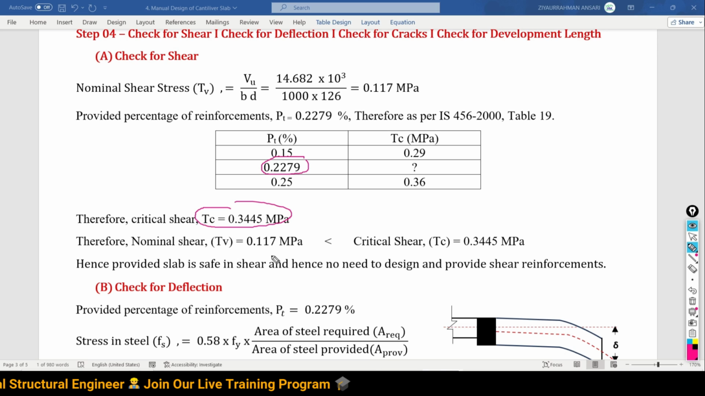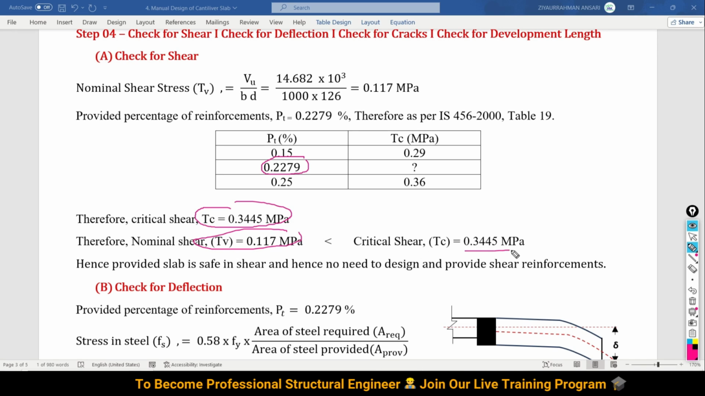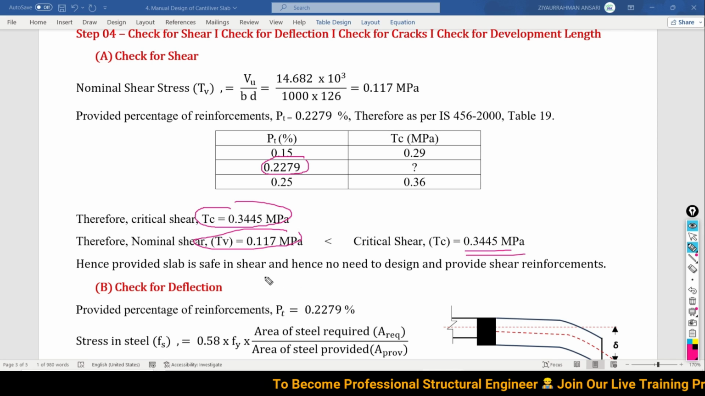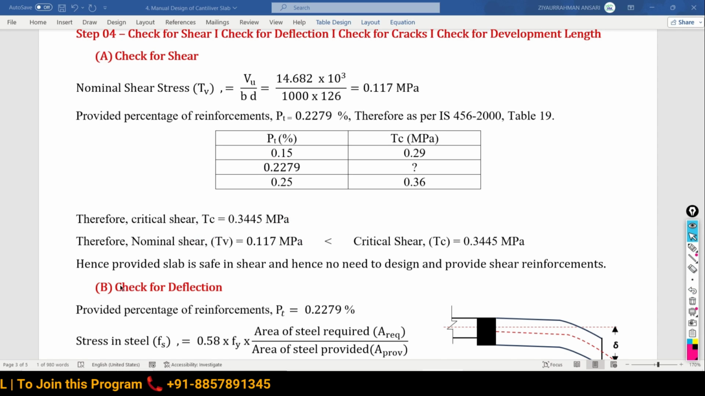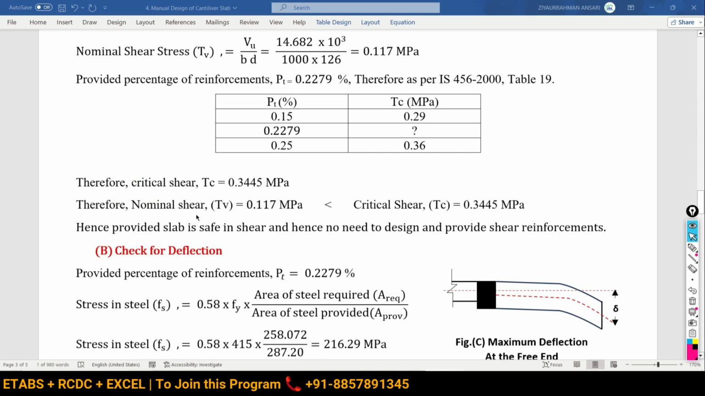So whatever the stress is coming, it is less than the capacity. So okay, no need to design for the shear and no need to provide shear reinforcement. Your design is okay, your depth, your reinforcement, everything is okay for the shear check. Next, we have to do the deflection check, whether the provided depth is safe in deflection or not.